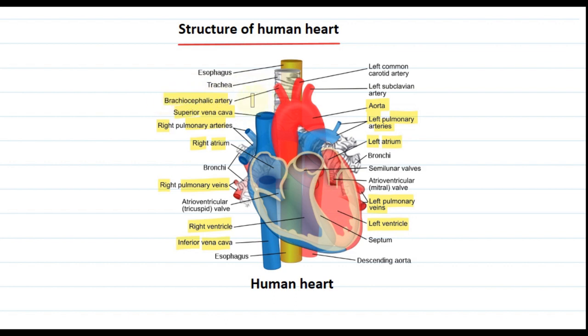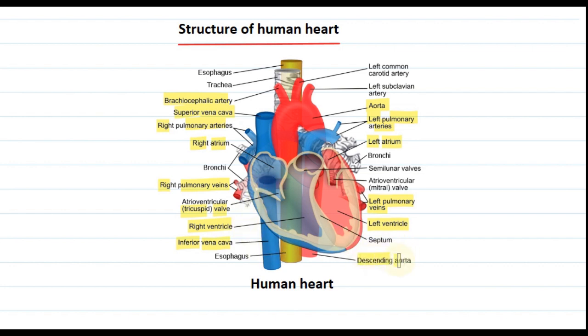Brachiocephalic artery. This is a blood vessel that originates from the aortic arch. Then there is the tricuspid valve, or atrioventricular valve. This is located between the right atrium and right ventricle. This tricuspid valve makes sure that the blood flows in a forward direction from the right atrium to the right ventricle.